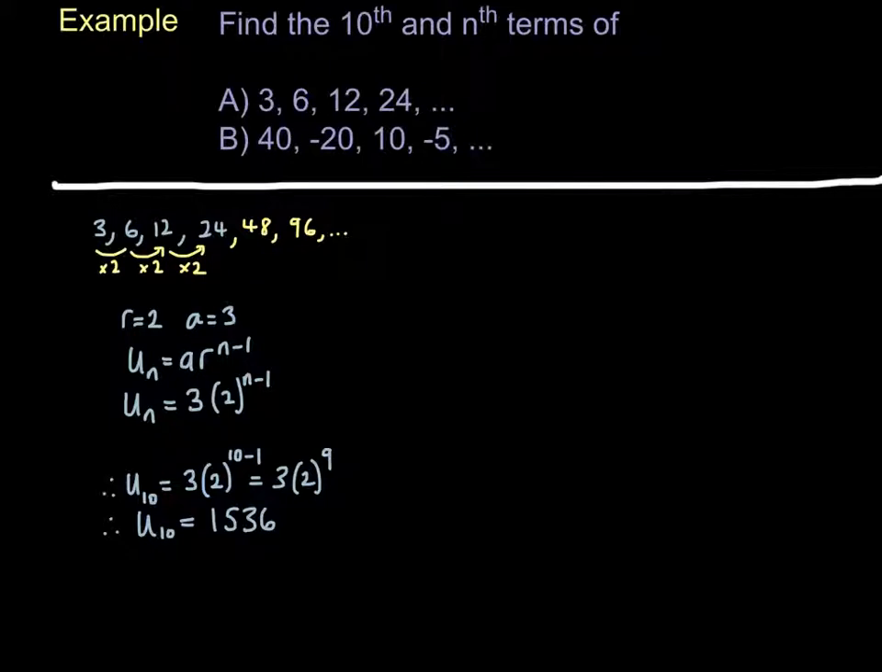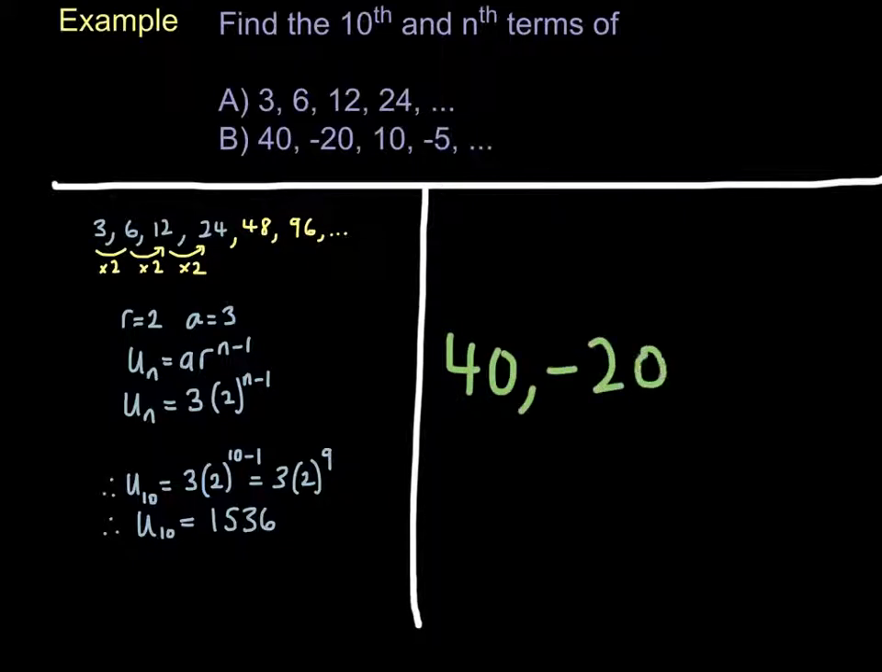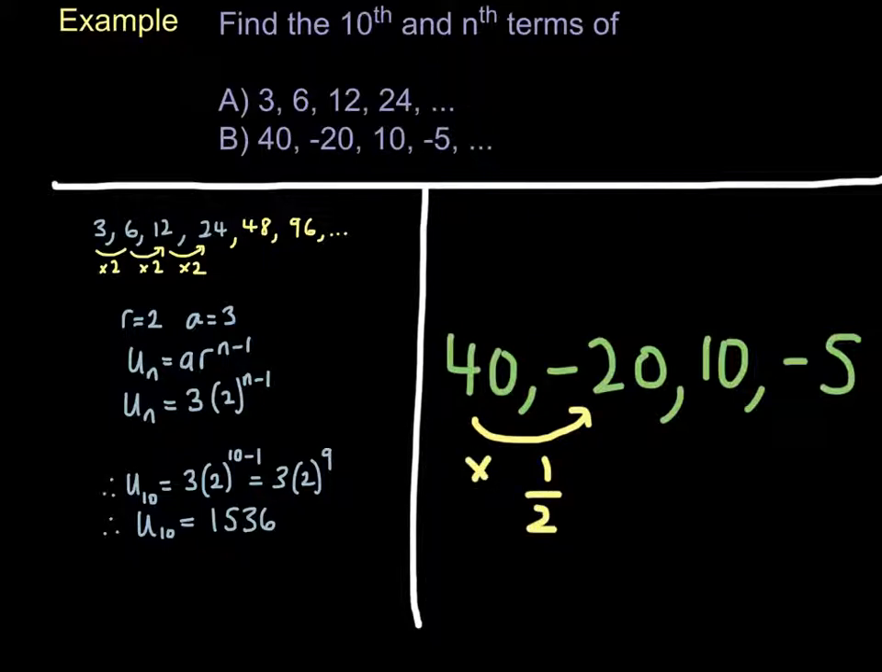Right, so let's do the next one. So now we've got 40, negative 20, 10, and negative 5. So again, now we want to look at what our common ratio is. Now, in arithmetic sequences, sometimes those differences were positive, sometimes they were negative. In geometric sequences, we always have to be multiplying by a number. So our ratio here wouldn't be divide by 2. You've got to find out what you multiply by to divide by 2. So it's going to be multiplied by a half.